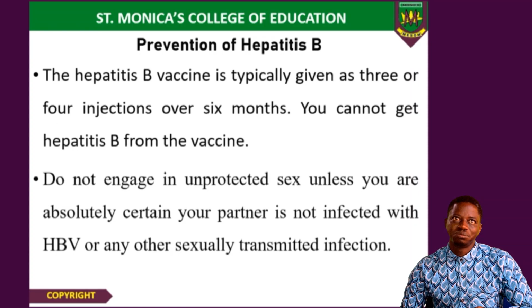Then prevention of hepatitis B. We have the hepatitis B vaccine, typically given as 3 or 4 injections over 6 months. You cannot get hepatitis B from the vaccine. So in case they test you and you're hepatitis B negative, then they will inject you. They have a vaccine for that. So when you are injected, it prevents you from contracting it. Do not engage in unprotected sex unless you are absolutely certain your partner is not infected with hepatitis B virus or any sexually transmitted infections.